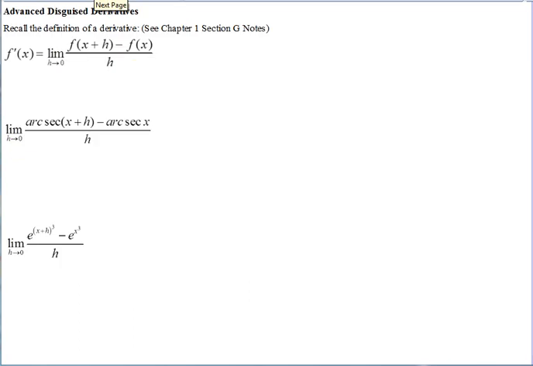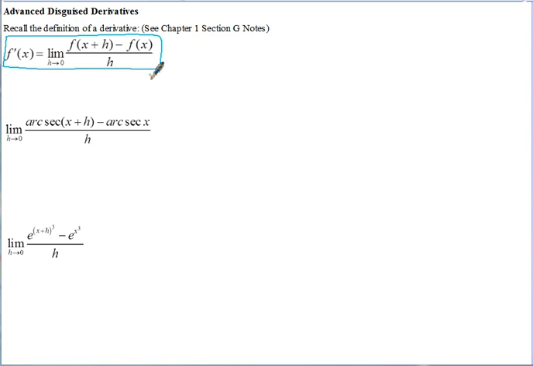Okay, let's go on to the next topic now, which is advanced disguised derivative problems. So recall the definition of the derivative. F prime of x is just the limit as h approaches 0, where h represents the distance between 2 points on a graph, of f of x plus h minus f of x all over h. Remember, this just comes from the slope formula. And so when those 2 points get closer and closer together, when that gap between them approaches 0, this gives you the slope or derivative at 1 point.